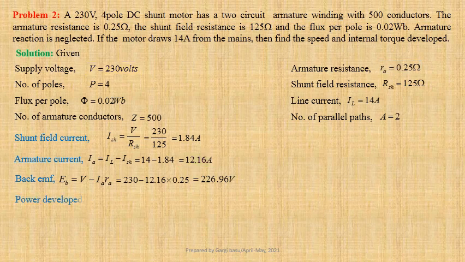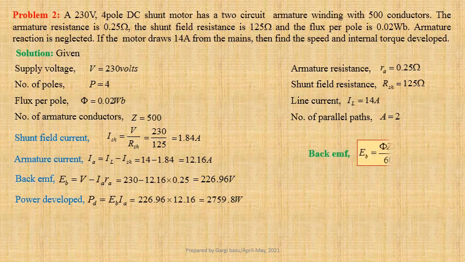Power developed PD equals EB into IA, that is equal to 226.96 into 12.16, that gives us 2759.8 watts. We know the expression for back EMF EB equals phi ZNP divided by 60A.